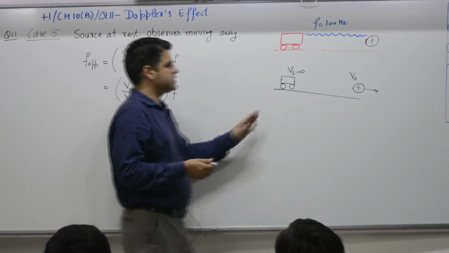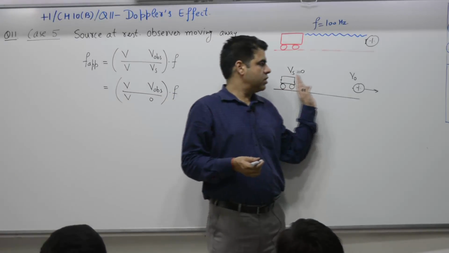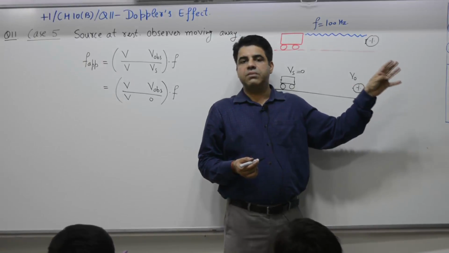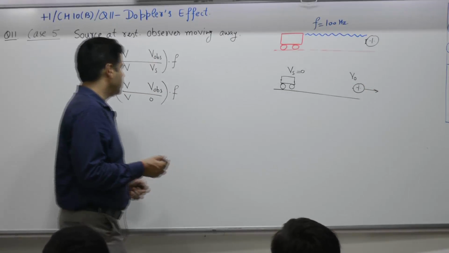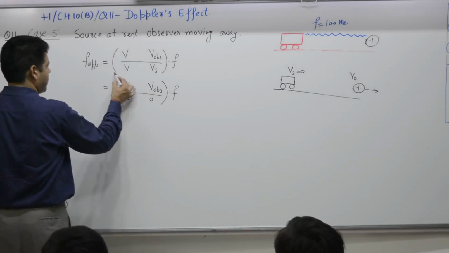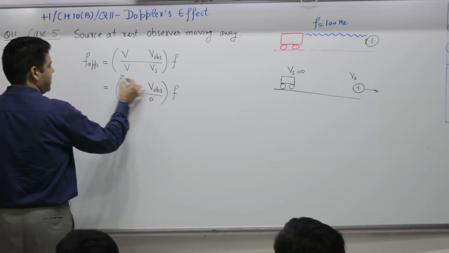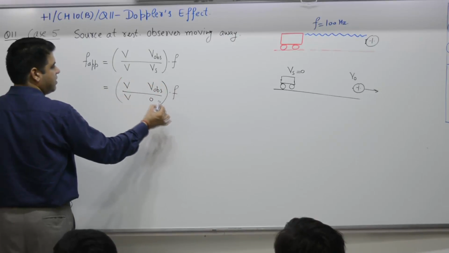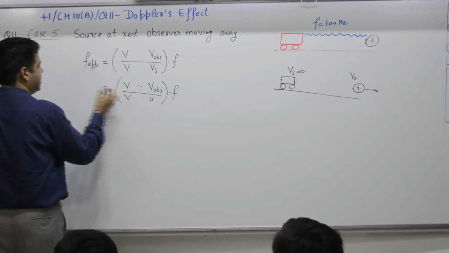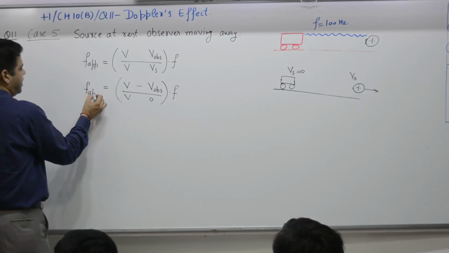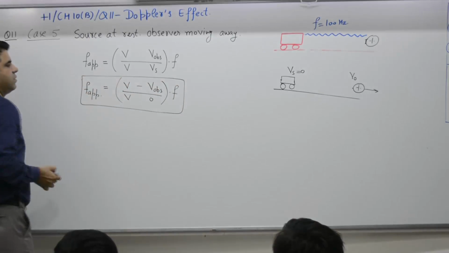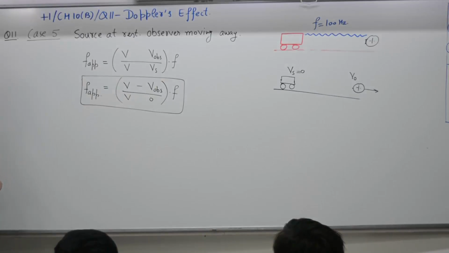What about this one? Yes, source at rest. Observer is moving away. Will receive less number of waves. So this parameter has to be less than 1. In order to make this parameter less than 1, what you place is a negative sign. So F apparent is equal to V minus V observer times this. 2 minutes to write.